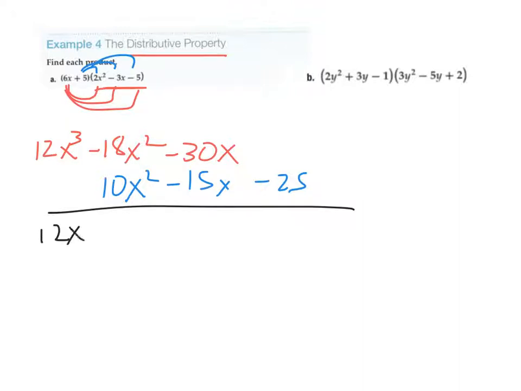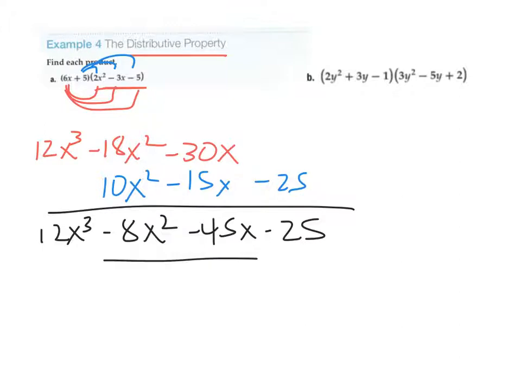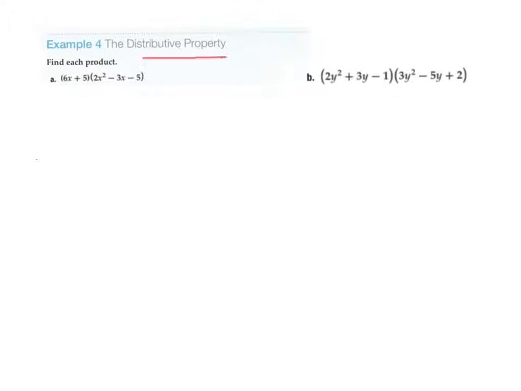So I get 12x cubed because there's nothing to add to. I get negative 8x squared. I get a negative 45x and a minus 25. The nice part about this is, once again, it's in standard form, and I've combined my like terms. And so there's my answer using the distributive property when there's more than two terms. So let's do the distributive property again with this problem right here, letter B.